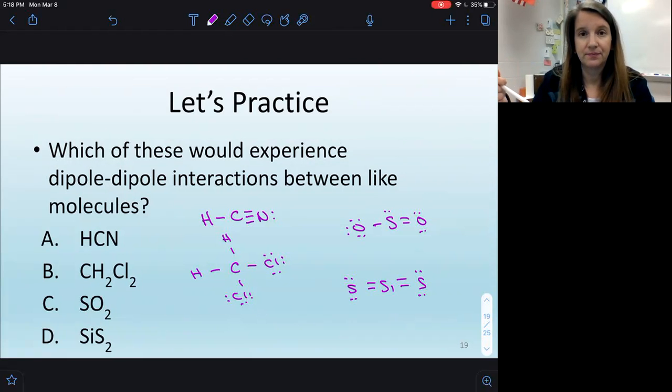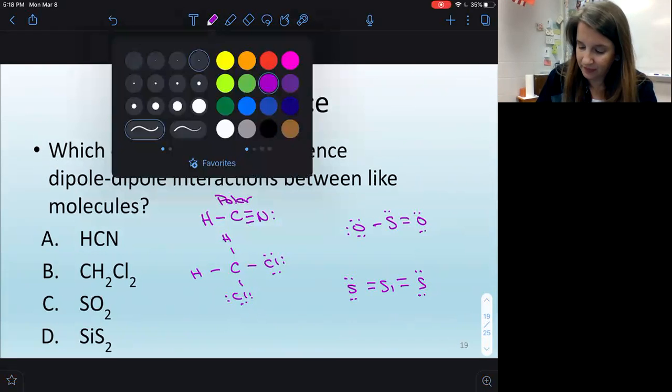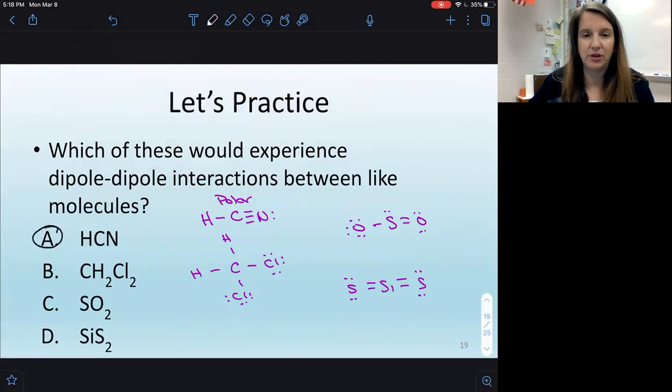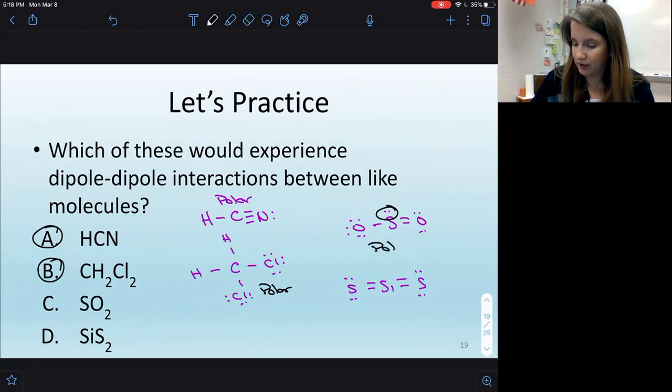All right, so HCN, I can see that there are different ends. One end is hydrogen and one end is nitrogen. So this is a polar molecule. Let me switch my color here. And so that would have dipole-dipole interactions. Let's take a look at the CH2Cl2. Again, there's no lone pairs on that central atom, but there's different ends. So that is a polar molecule. So that would have dipole-dipole interactions. What about the SO2? I look at the SO2. I see those lone pairs right here. That means that this is a polar molecule. So that would have dipole-dipole interactions.